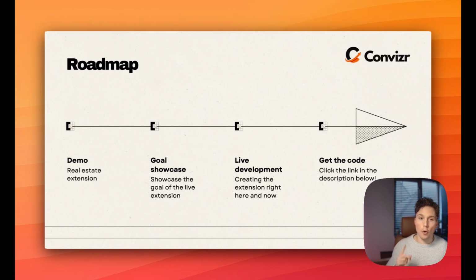Here's what's coming up. First, I'll demo an extension built for a real estate AI agent that lets users book a property viewing. Then, I'll walk you through the extension we're going to build today. Next, we'll dive into the live development process. You can follow every step from setup to a fully working extension. And finally, I'll share the extension code with you. So, if you're curious about how to supercharge your Voiceflow projects, stick around and let's get started.